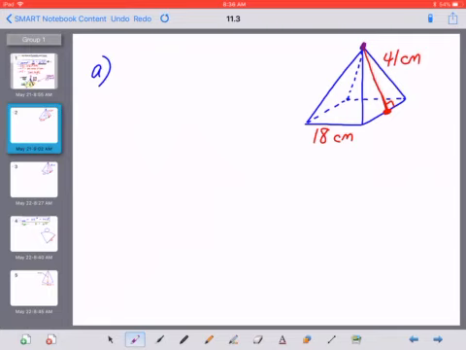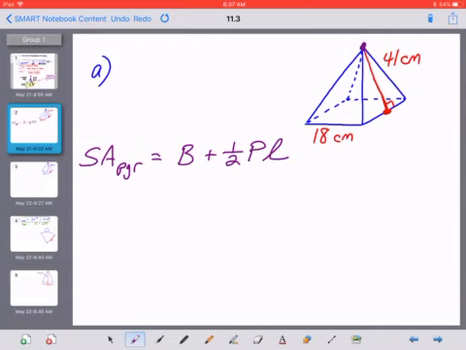around connecting all that. So like we've been doing, we're always going to start off with our formula here. That surface area of a pyramid is going to equal a capital B plus a 1/2 times perimeter of the base times the slant height. Step 2, as always, fill in what we know.